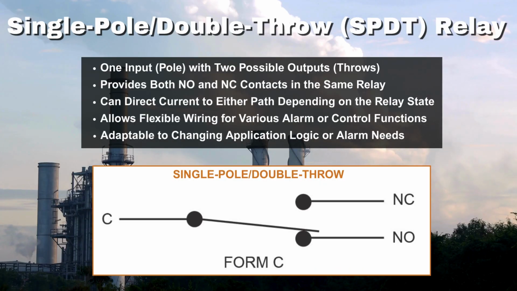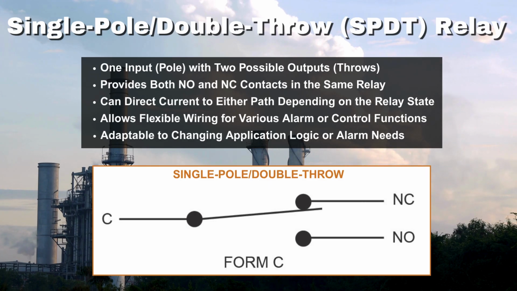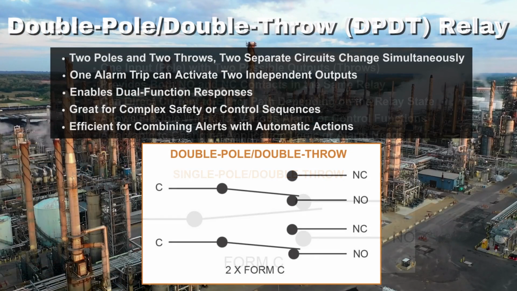A single pole double throw relay gives you a bit more flexibility. It still has one input, but it can direct the signal to one of two outputs, either the normally open or normally closed contact. This dual path configuration means the same relay can support different alarm strategies without rewiring the hardware, making it adaptable to changing application needs or logic updates.